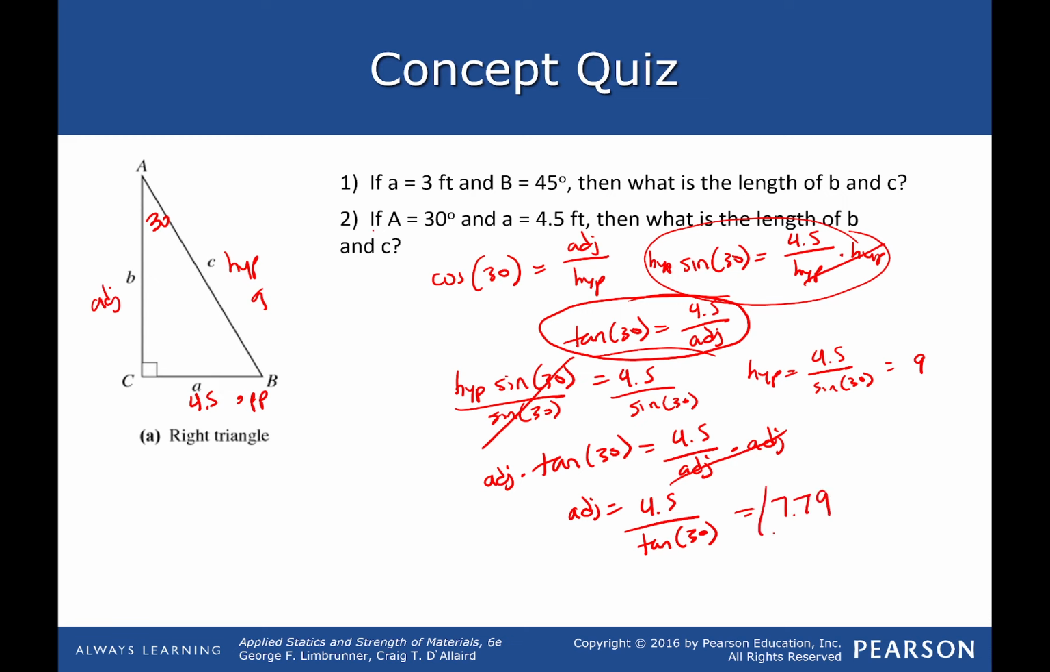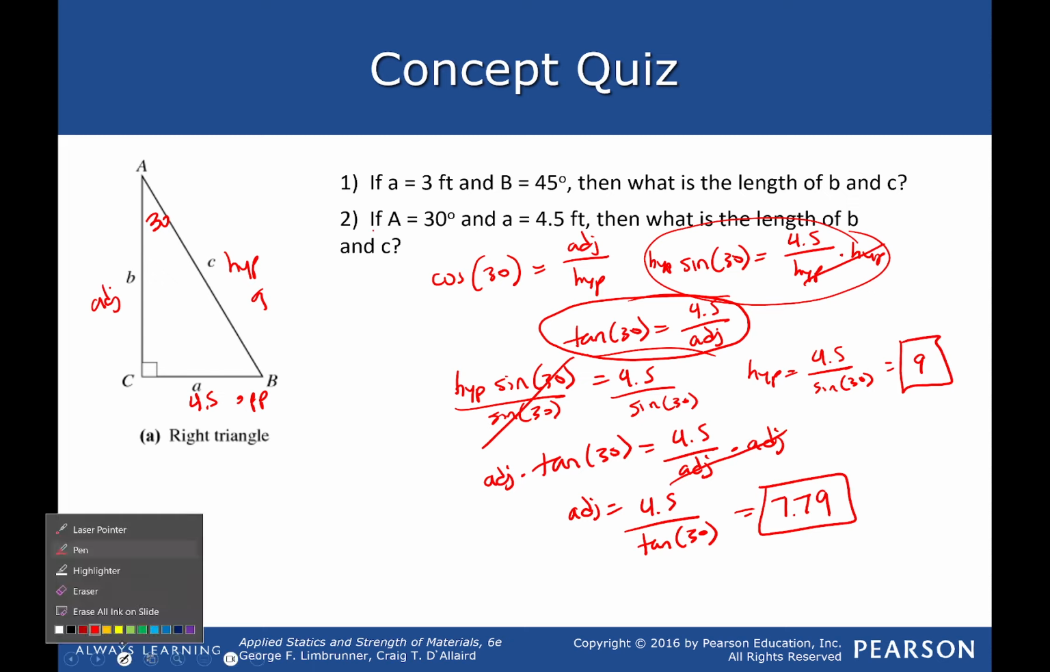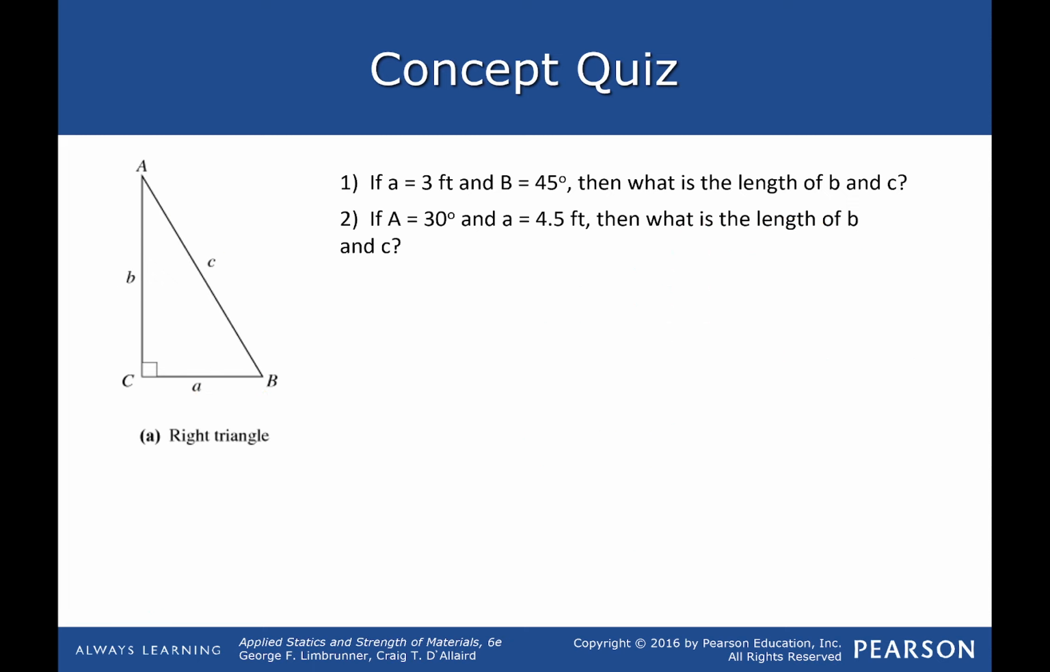Okay, so we got my two sides here. I got everything I needed. Done the problem. Nice. And to make things simple myself, I'm going to erase all the ink on the slide. There we go. That's the faster way of doing it. Okay. If C is equal to 12 meters and A is equal to 35, what is the length of A and B? Let's keep practicing.